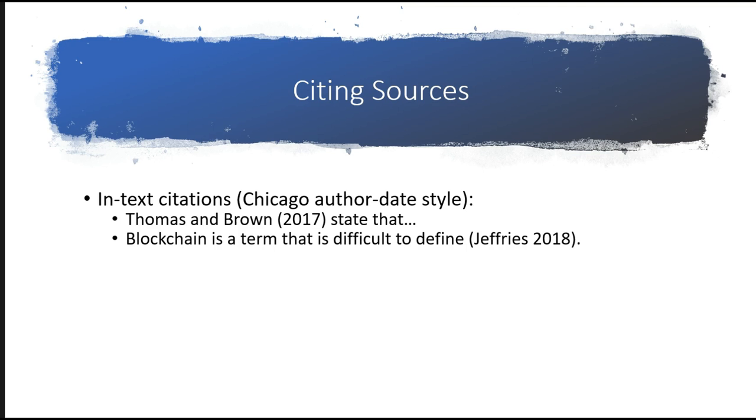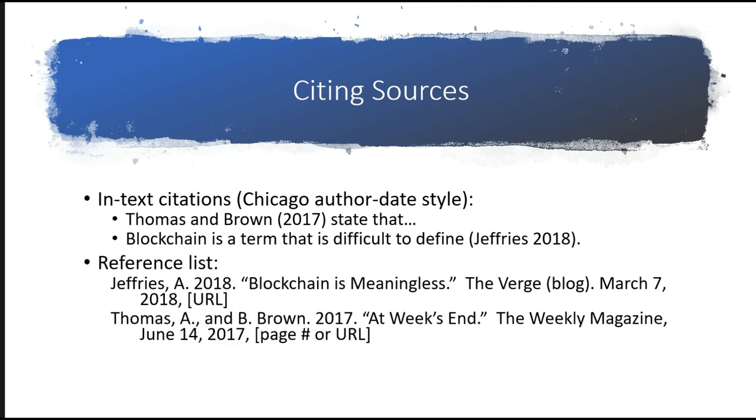Basically, it's the author's last name along with the year of publication. The reference list at the end of your document should contain all the references cited in your paper, arranged alphabetically by last name of the author. Here are some usual examples for a blog or magazine article.